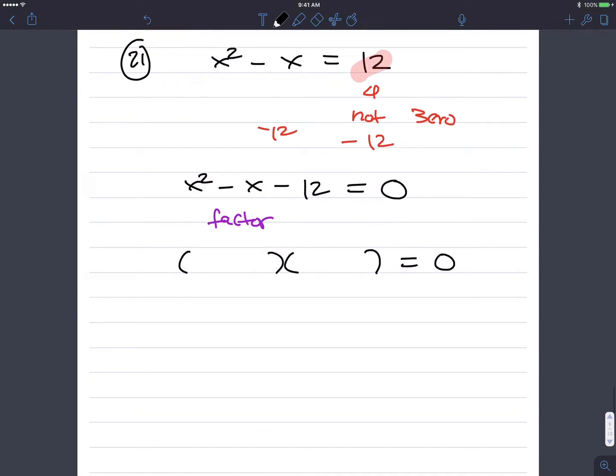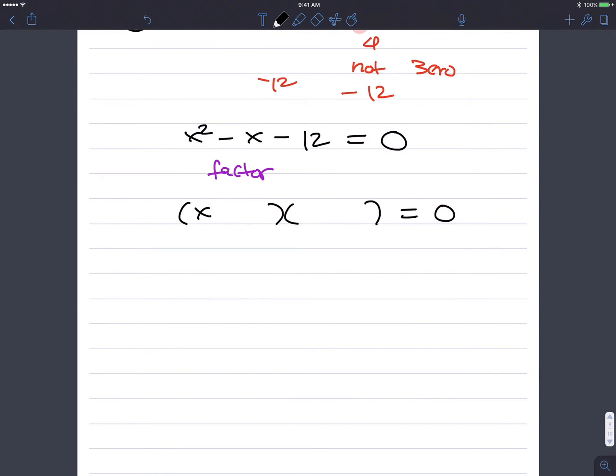Now again, it's the chicken soup recipe. So x and x. What are my numbers now? Good. 4 and 3. Which one's negative? Good. All right. And now we're going to use that 0 product rule.